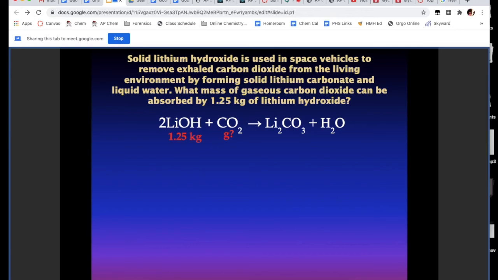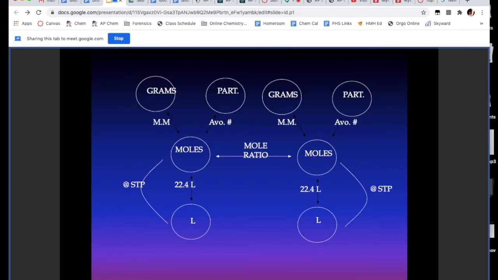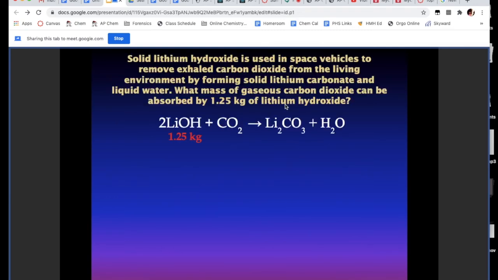I'm going from grams of one thing to grams of another. That's 1, 2, 3 steps. That's it. So the only issue here is I'm in kilograms. So remember that a kilo means 1,000. So you could just move that decimal place 3 times to the right.